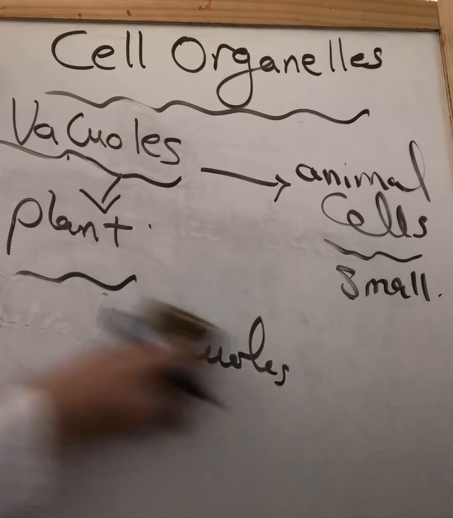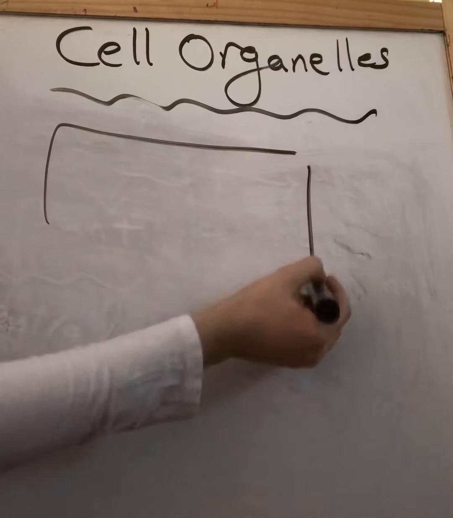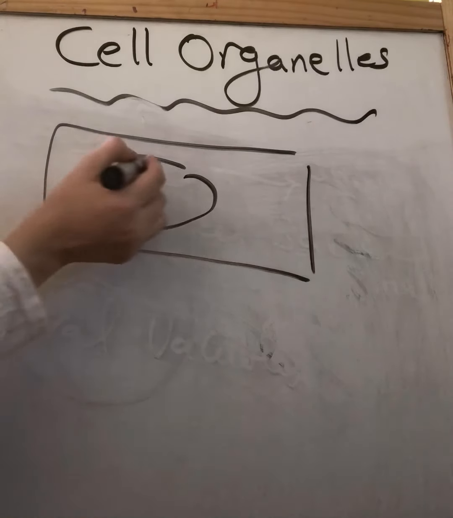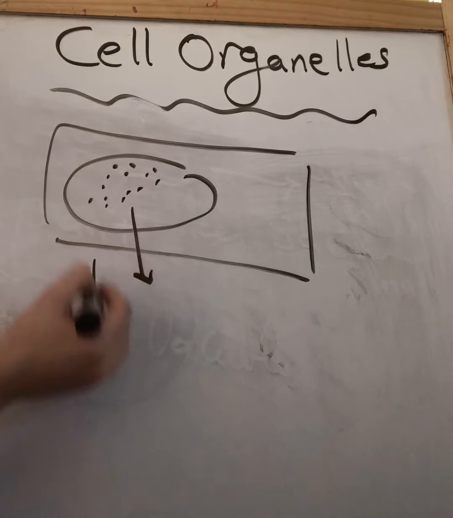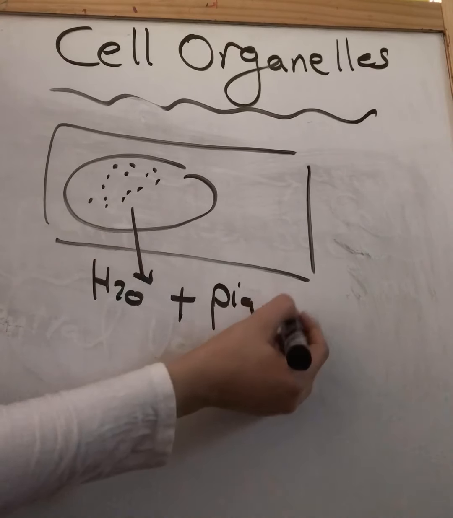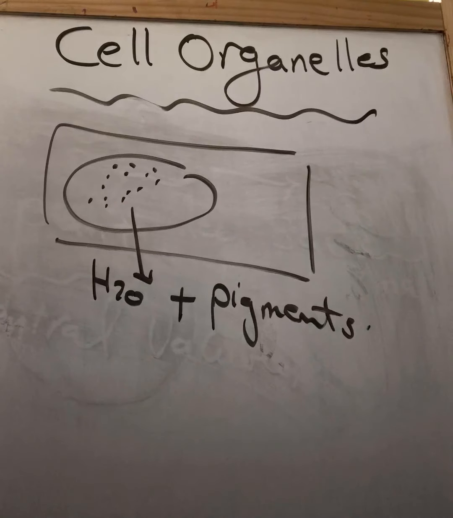Let's talk more about the central vacuole in the plant cell. If this is the plant cell, the plant has a large vacuole like that for supporting the structure of the plant. It's filled with water, mostly water. This water might be mixed with inorganic substances or pigments, like in petals of the flower. So water, pigments, in some types of plants, plus poisonous substances or toxins for harmful predators. This is regarding the central vacuole.